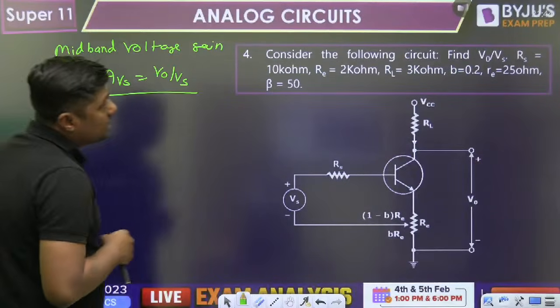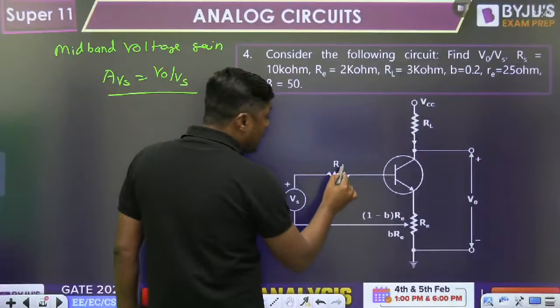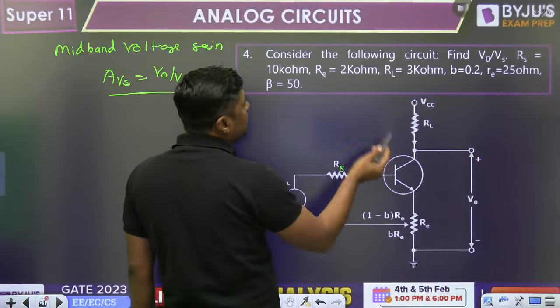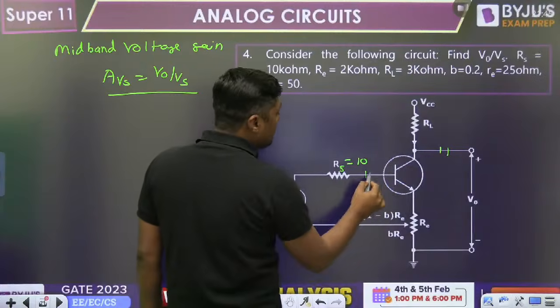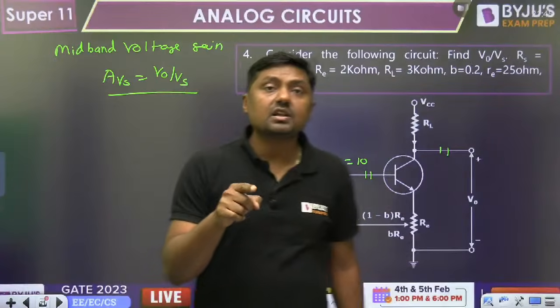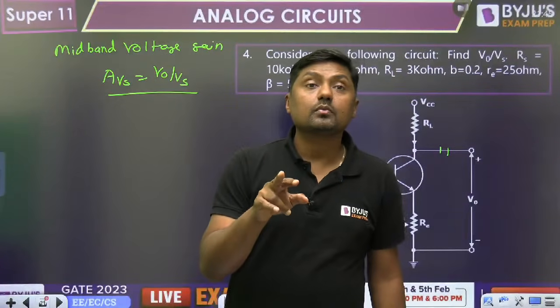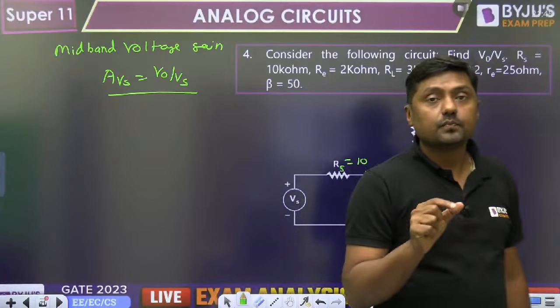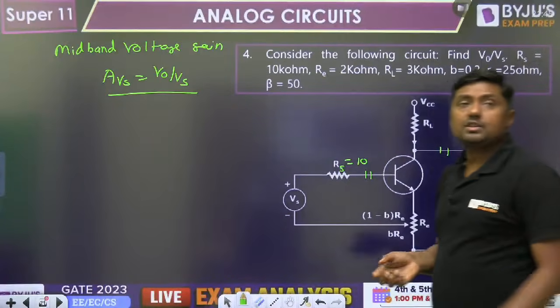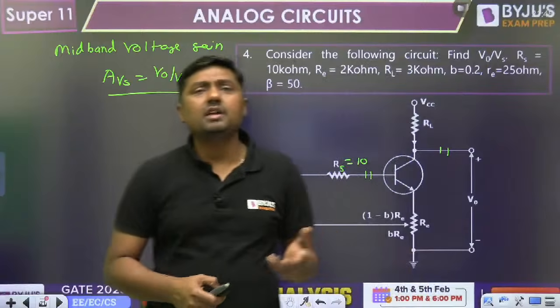Mid-band voltage gain. What is RS? This time RS is given. No capacitor is connected here. Only RS is given, 10 kilo ohm. If the capacitor is there, always remember, during AC analysis, capacitor acts as what? Short circuit.